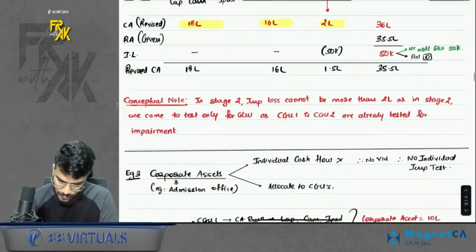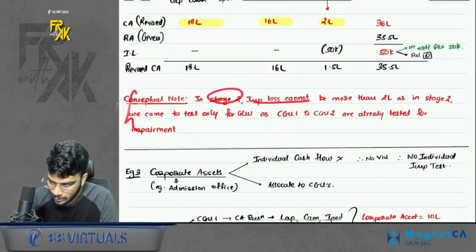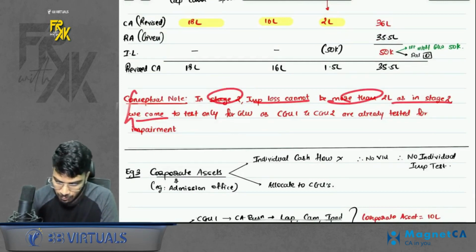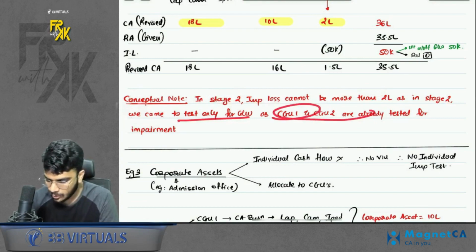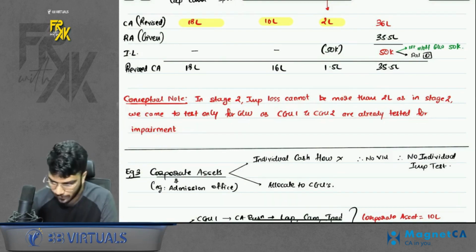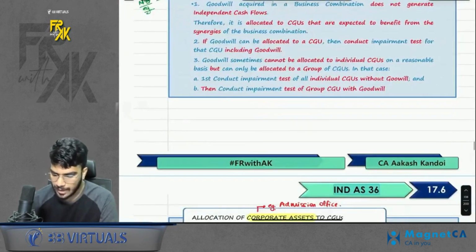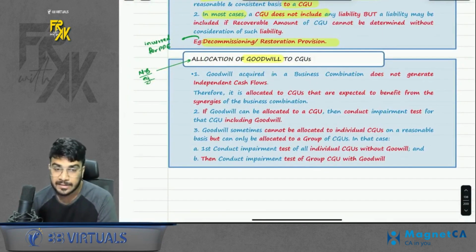Remember? Yes, sir. So it is written here also. In stage 2, impairment loss cannot be more than 2 lakhs, as in stage 2, we came only to test goodwill, as 1 and 2 are already tested for impairment. Simple. So this was the concept of goodwill. I have spent a lot of time in revising this point.